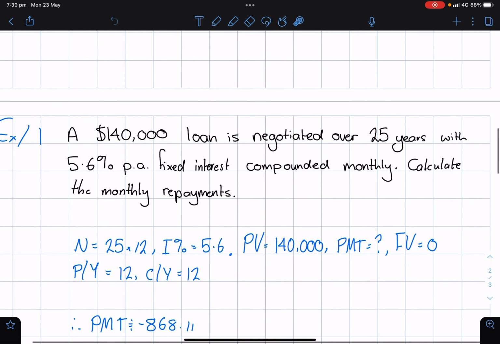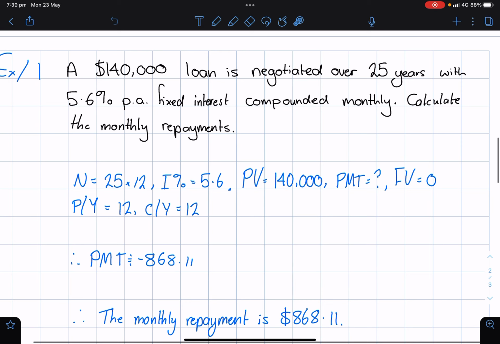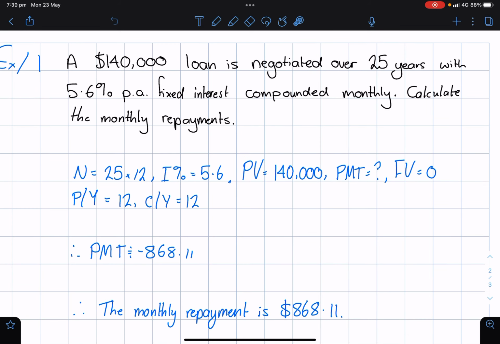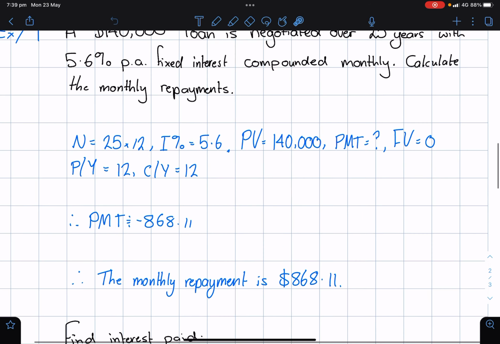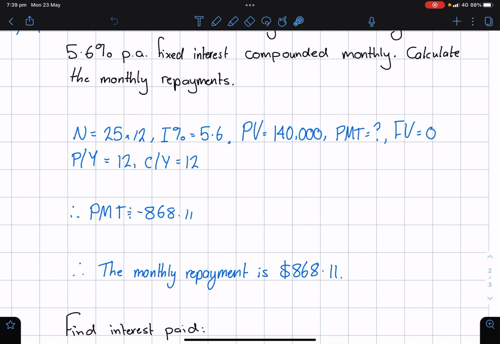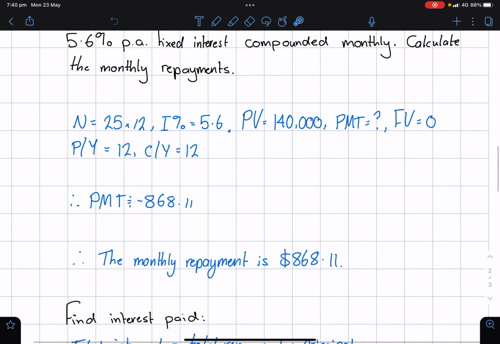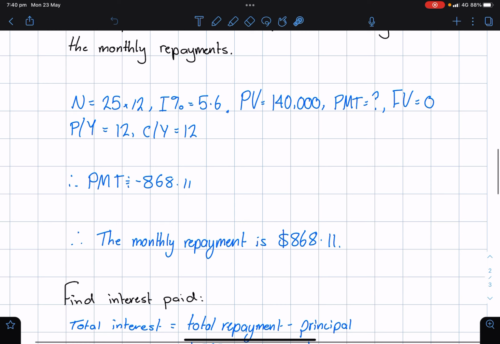Put it into the calculator, and your PMT will spit out approximately negative 868.11, which means the monthly repayment is $868.11. All right, now another type of question they'll ask, they keep building on one another, is to find the interest paid. Hopefully you remember total interest equals total repayment take away the principal.